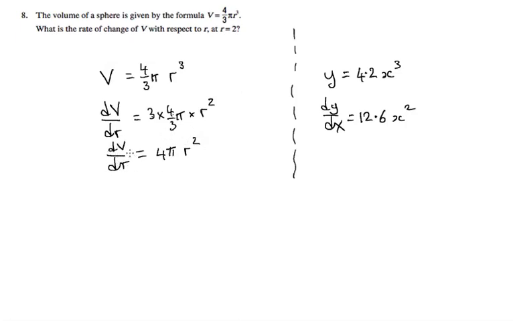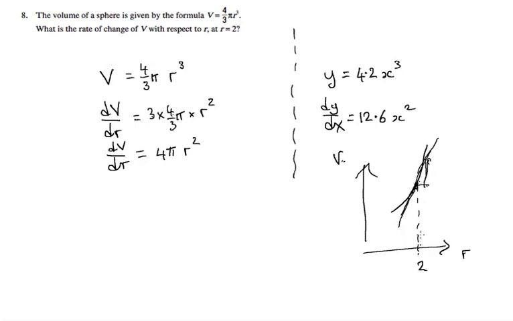So this is the rate at which v changes with respect to r. It's the gradient of the volume against radius graph. It's the rate at which these values change. One along here, how far up does it go? What is the gradient at this particular point? Now we're asked, what is the rate of change of v when r is 2? We want to know the tangent at this point where r equals 2. We want to know what the gradient is. We want to know how far up this line has gone. So this is the gradient formula, 4 pi r squared.